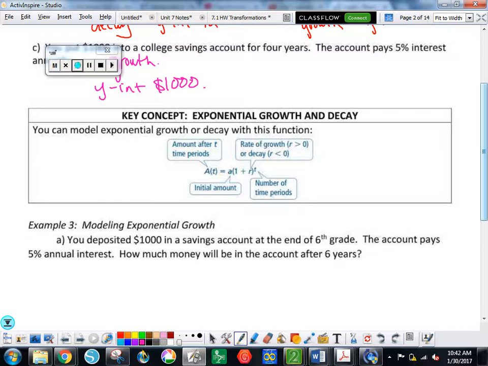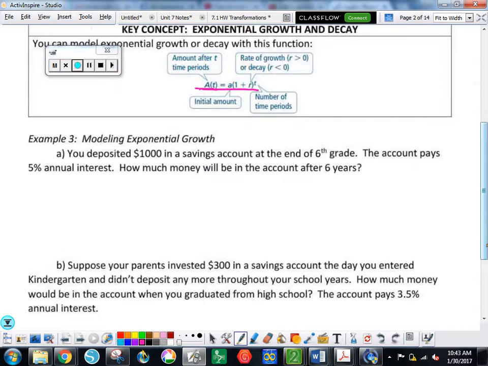So we would use this model if I were dealing with just a growth model or a decay model. In a couple lessons, we will be doing continuous compound, and we'll talk about that. We use a different equation. So this is one of the first ones you need to remember. For just a regular growth, it's a times 1 plus r to the t. So let's try a few examples using that formula.